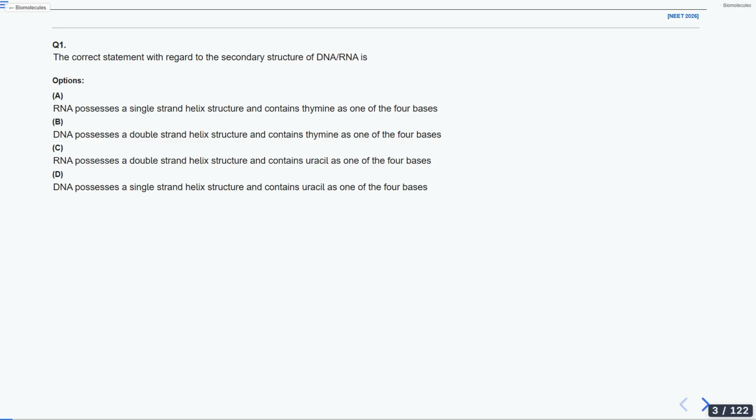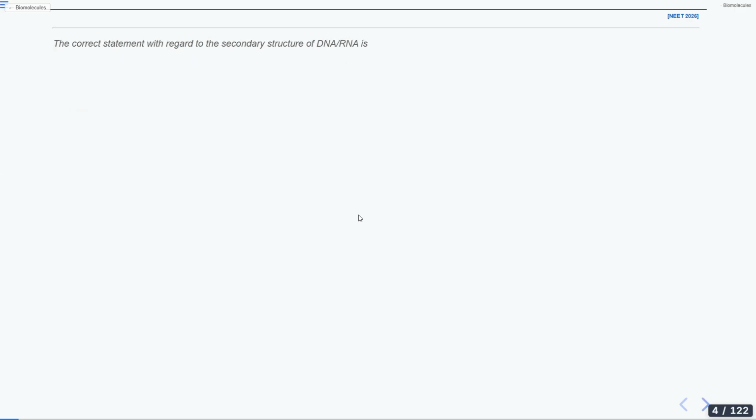Remember, first you have to understand this question. What is this question telling us? The question is telling us that you have to select a statement, and that statement can be true for either of them. So it can be true for DNA or it can be true for RNA. Option C cannot be correct, right? Because RNA has a single strand. Remember, it has a single strand and not a double strand. So let us look at the correct answer now.